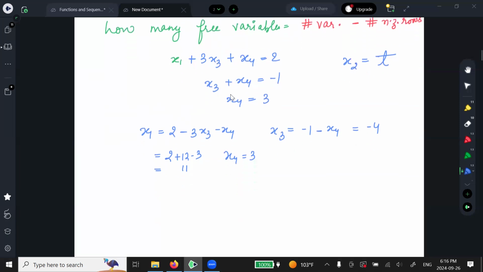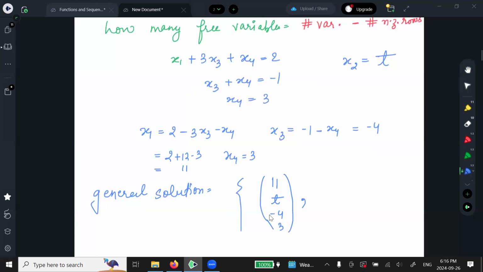But we still need to introduce the parameter because how do you write the general solution? General solution will be, well, what is your x1? So that's 11. x2 is the free variable. x3 is the -4. x4 is 3. Yeah, it will never look this nice. But this is just to explain. Read more examples in my lecture notes where I have 1 or 2 variables and everything else can be expressed in terms of variables. Can you do this question in exam?